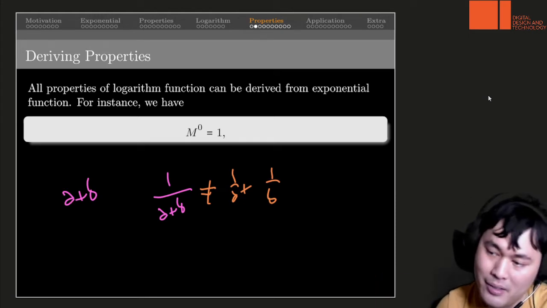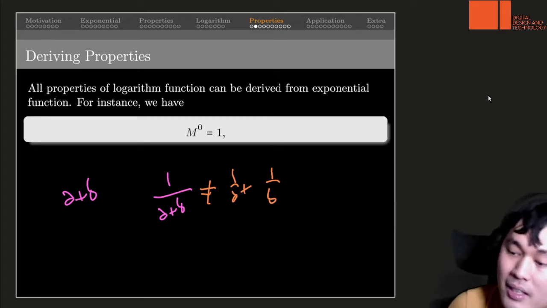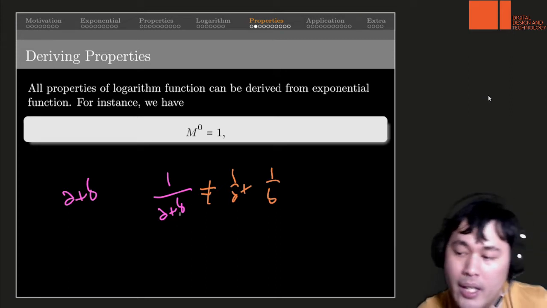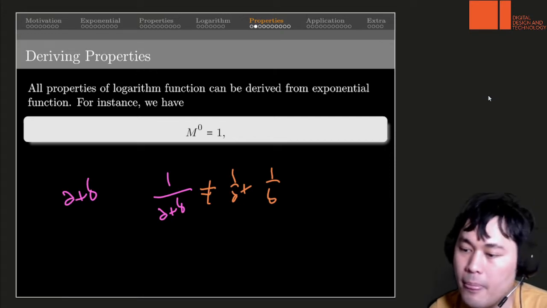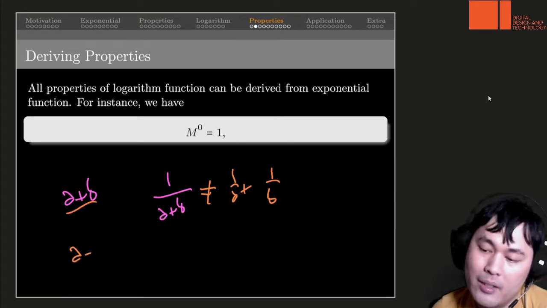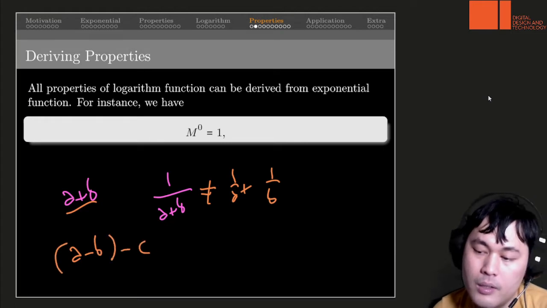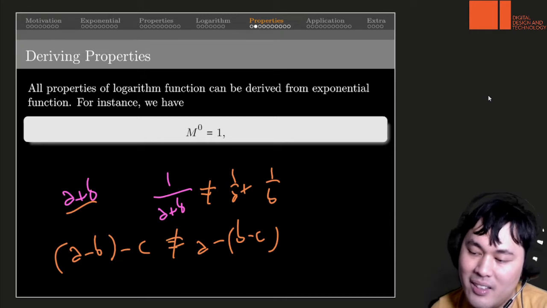There are several reasons for that. So that means you cannot split the division in the same way as you split the multiplication, or the plus or anything like that. You cannot have this property. This is not true.